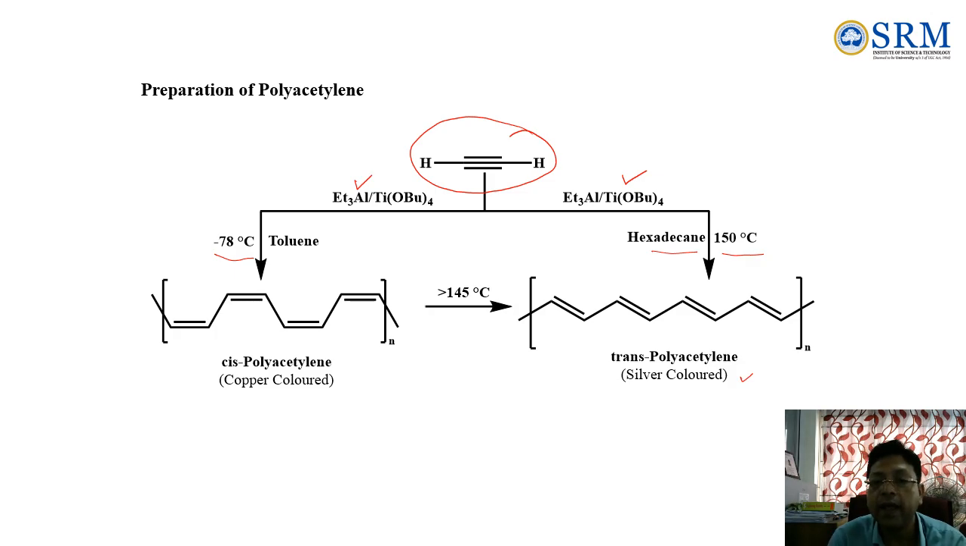Further, if the cis polyacetylene is heated beyond 145 degrees Celsius, reorientation takes place and it leads to trans polyacetylene. So trans polyacetylene is more stable than cis polyacetylene, and also because of the regioregularity and the orientation of the double bond, it has more conductivity compared to cis polyacetylene.